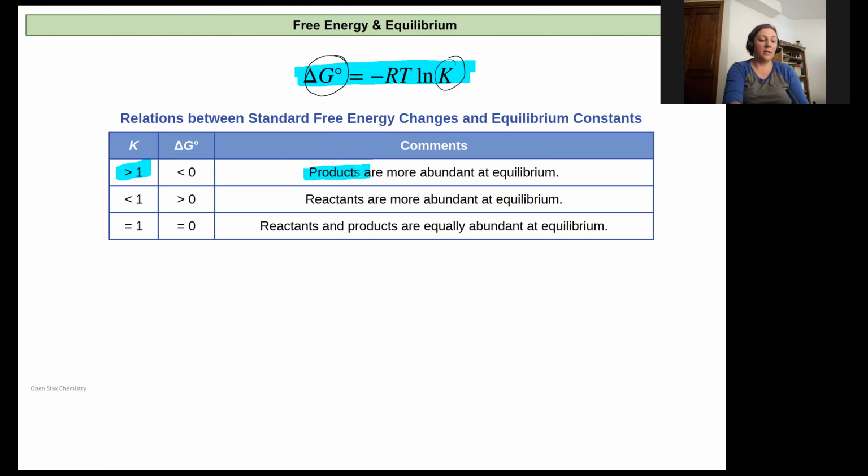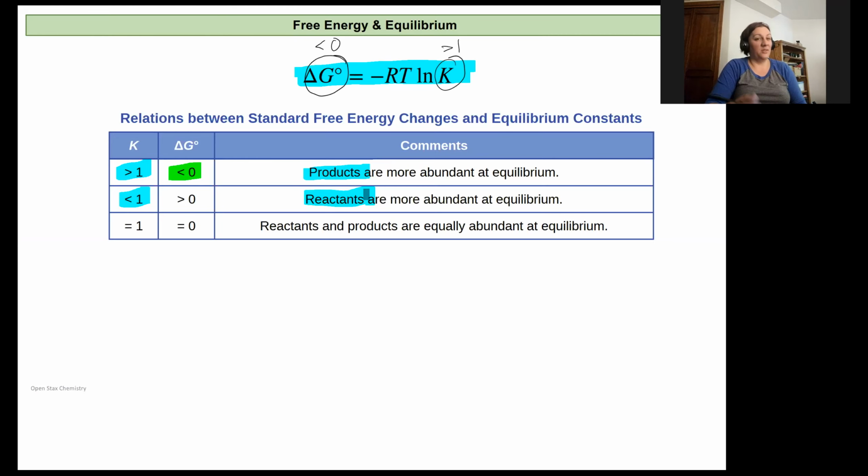So when our K value is larger than 1, we're going to see using this equation that our standard free energy is going to be less than 0. So a negative change in standard free energy will correspond to more products at equilibrium. So then the opposite of this, when our equilibrium constant is less than 1, we expect to have more reactants at equilibrium.